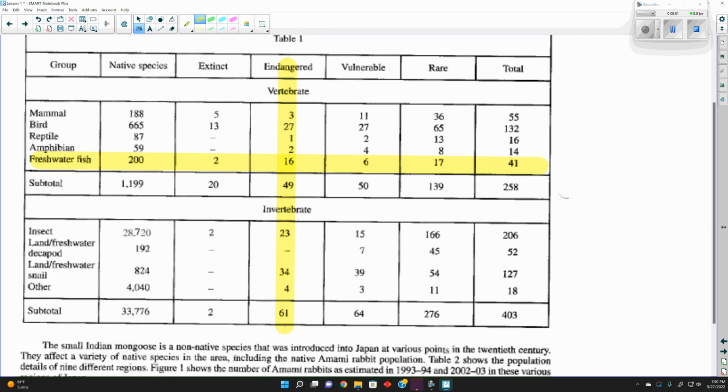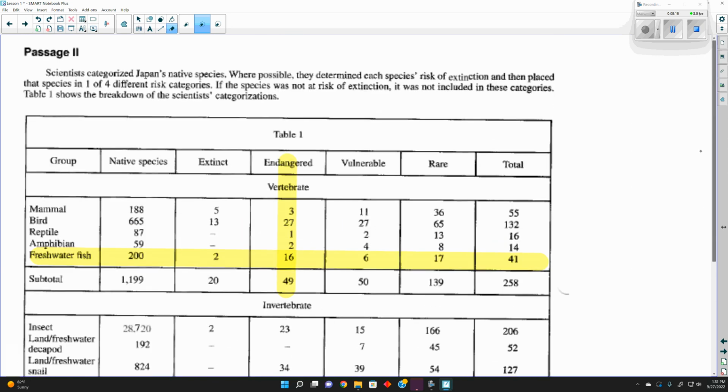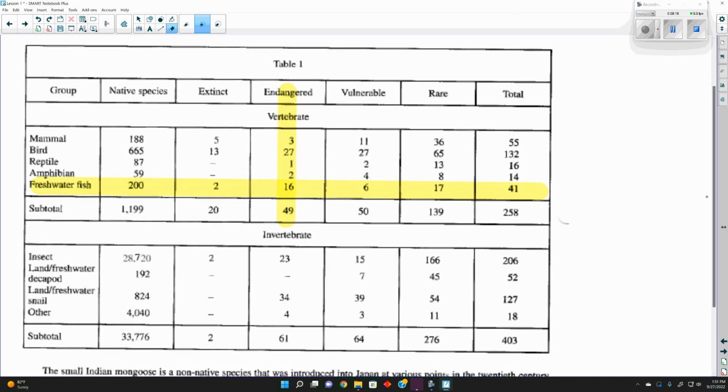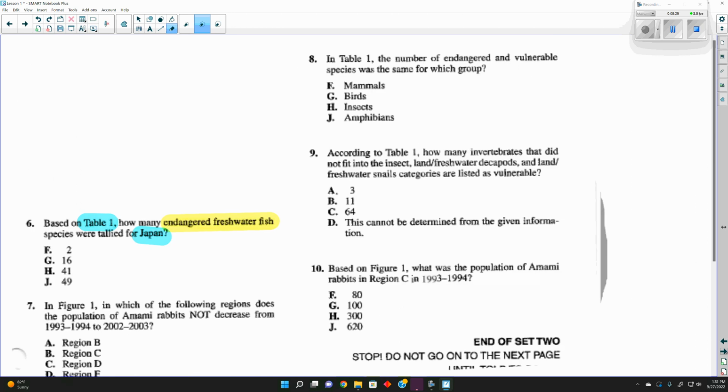So endangered freshwater fish is here. Endangered is here. A little far. So we have 16, yes? And when we're talking about Japan, scientists categorize Japan's native species. So all of these are from Japan. So we do have 16, yes? Freshwater fish for Japan. So based on the number, G. So the correct answer is G.